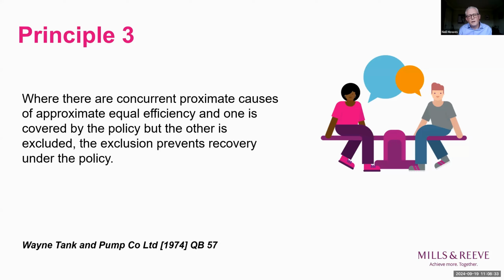So in that case, the Court of Appeal confirmed that even if those two things could be classed as two dominant causes of roughly equal efficiency, the fact that one of them, in other words, the unsuitable nature of one of the products supplied, was excluded from cover, meant that the insured was not able to make a recovery under the policy.